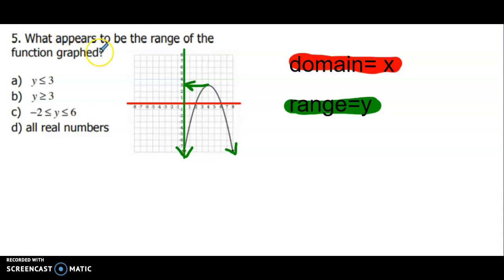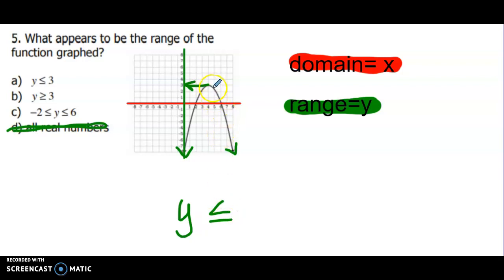All right, which appears to be the range of the function graph. Now remember, domain is my x values, okay, and range is my y values. So I can mark off this answer choice, all real numbers, okay. And let's look at our quadratic. See how my quadratic is pointing down? These arrows are pointing down. That means that it is going to be less than or equal to, okay.